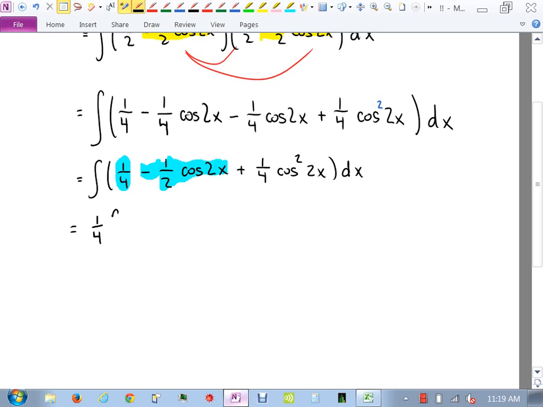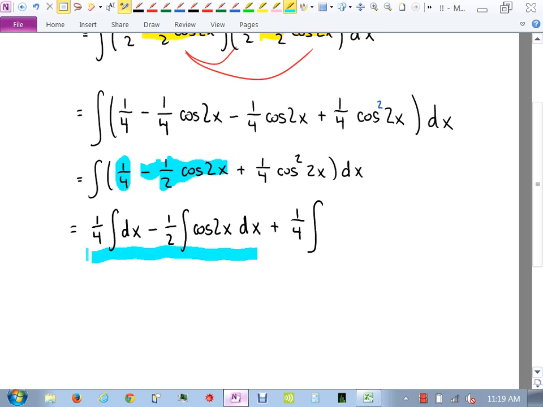I'll do it this way. 1/4 dx minus 1/2 integral cosine 2x dx plus 1/4 integral. So that bluish part becomes these two integrals, right? That last integral, I pulled a 1/4 out and then used the formula for cosine squared 2x.